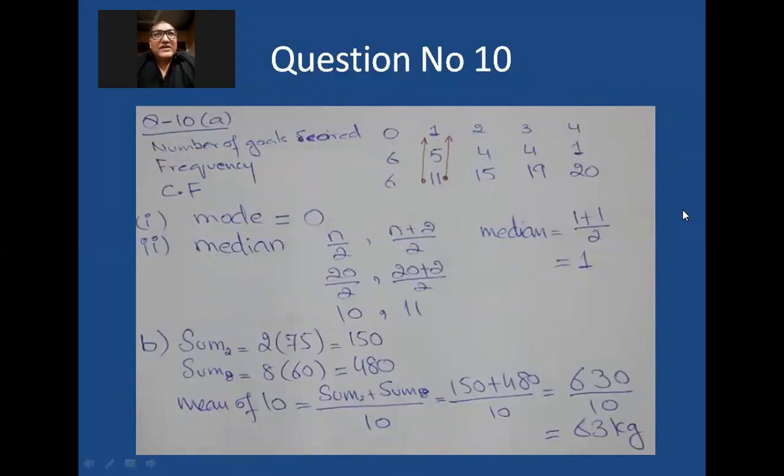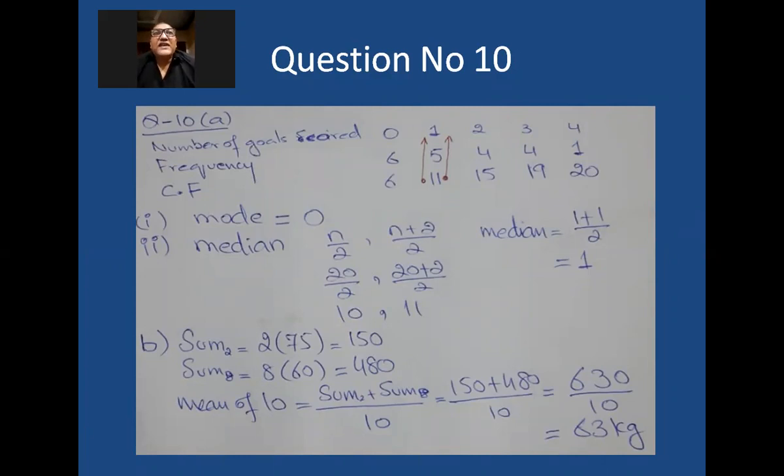So you can see question number 10, B part, the sum of 2 boys, their mean was 75. There are 2 boys, so their sum will be 2 multiplied by 75. That will be 150. For the 8 boys, their mean is 60. There are 8 boys, so their sum will be 8 multiplied by 60, and that will be 480.